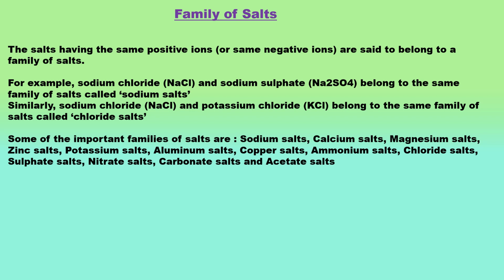We can have as many families of salts as the positively charged ions and negatively charged ions which make up the salts. Some of the important families of salts are sodium salts, calcium salts, magnesium salts, zinc salts, potassium salts, aluminium salts, copper salts, ammonium salts, chloride salts, sulfate salts, nitrate salts, carbonate salts and acetate salts.